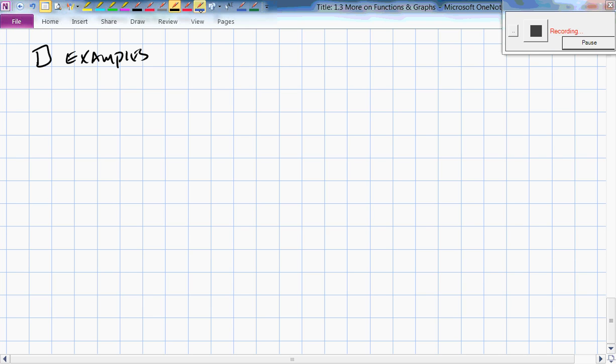So I'm going to give you a function. f of x is equal to, how about x squared plus x? The goal here is to determine whether or not this function is even, odd, or neither. All right? So what we're going to do is check f of negative x. How do I evaluate f of negative x? I just simply plug in a negative x wherever I see an x. So that's going to give me negative x squared plus negative x.